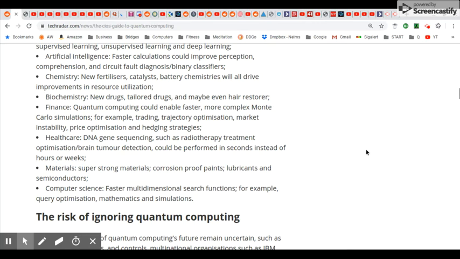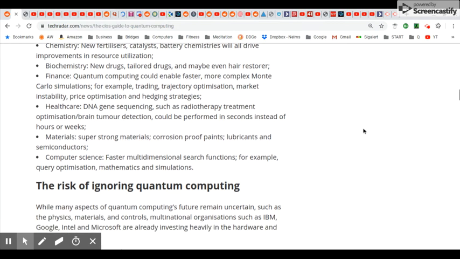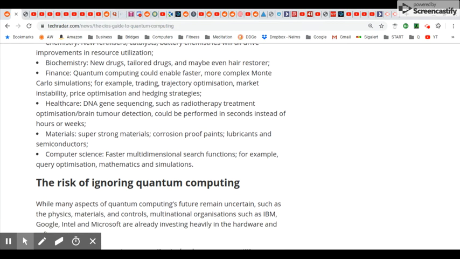Chemistry. New fertilizers, catalysts, battery chemistries will all drive improvements in resource utilization. Biochemistry. New drugs, tailored drugs, and maybe even hair restorer. Finance. Quantum computing could enable faster, more complex Monte Carlo simulations. For example, trading, trajectory optimization, market instability, price optimization, and hedging strategies.